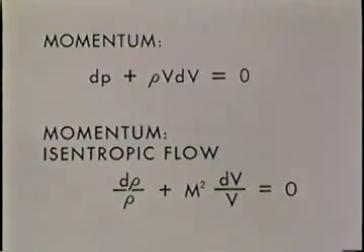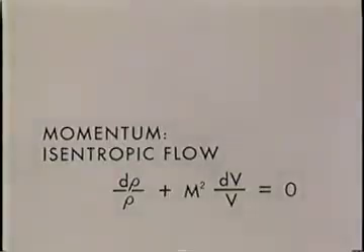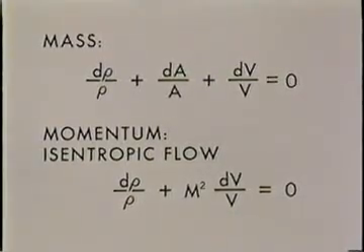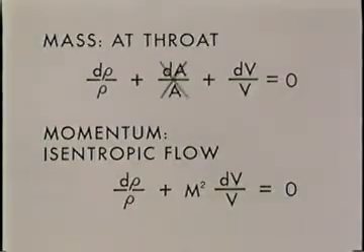M is the Mach number, the ratio of the velocity of the fluid to the local speed of sound. For nearly parallel flow, we can also relate changes in density and velocity to changes in channel area by the one-dimensional continuity equation in differential form. Now let's consider flow at the throat, where the area is locally constant. We have two algebraic equations for dρ and dv.